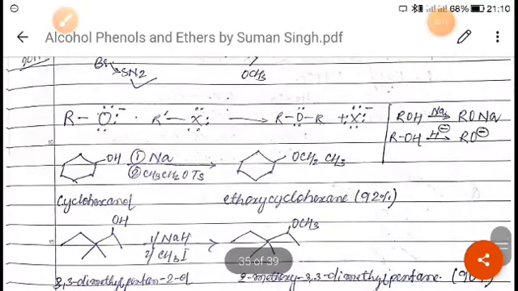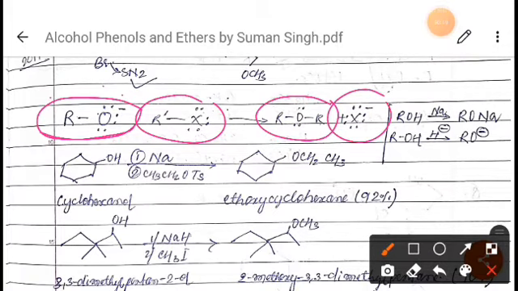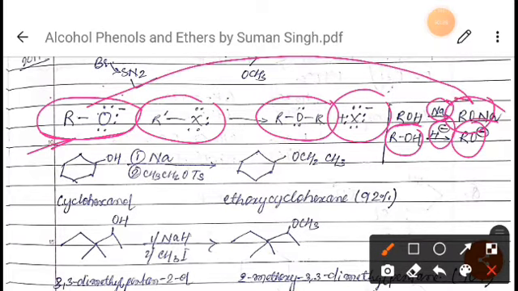Now we will see the reaction. Suppose we are using RO negative in presence of RX, so what will happen? It will react to form ROR, and X will come out from the reaction, right? So when we are taking ROH in presence of sodium, we are getting RONa, or if we are taking ROH in presence of NaH, we will get RO negative, right? So how to find out RO, we can see here, right?